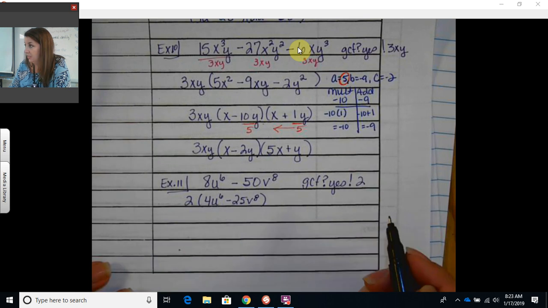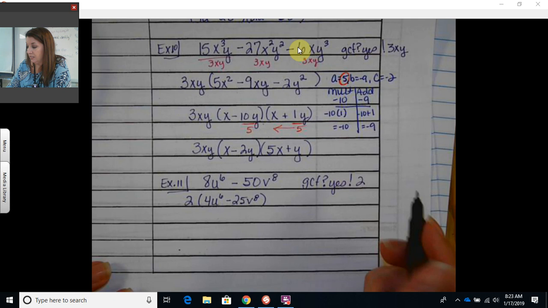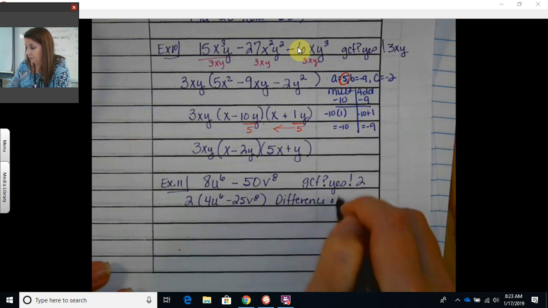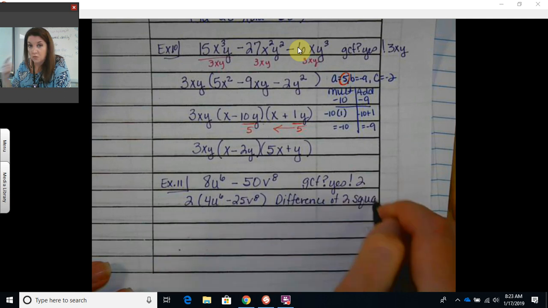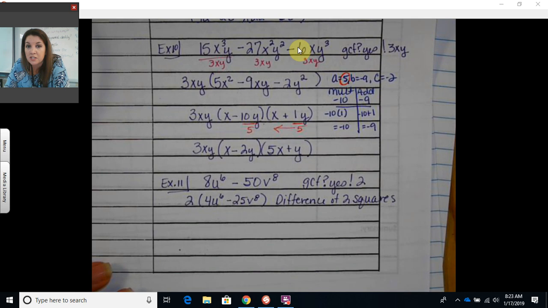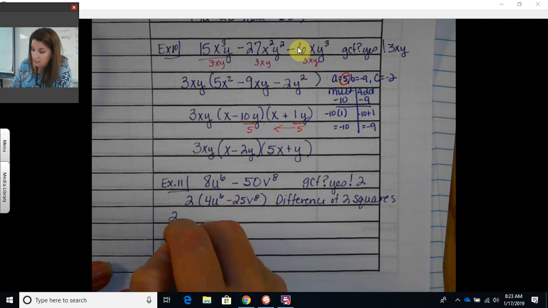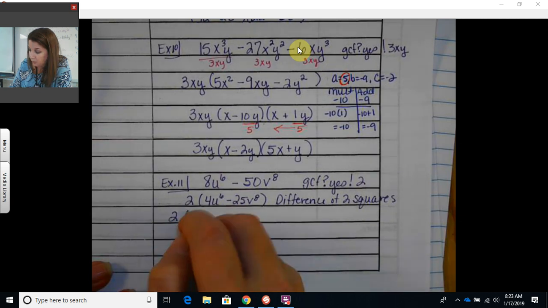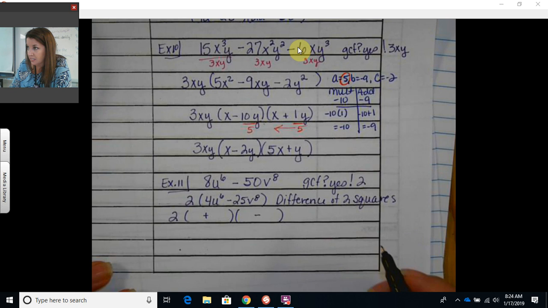Inside parentheses, difference of two squares. Right? 4u to the 6th is a perfect square, 25v to the 8th is a perfect square, and there's a minus sign. So we know to factor that. Put your GCF on the outside. Make two sets of parentheses. One gets a plus, one gets a minus. The first term in each set is the square root of the first term.